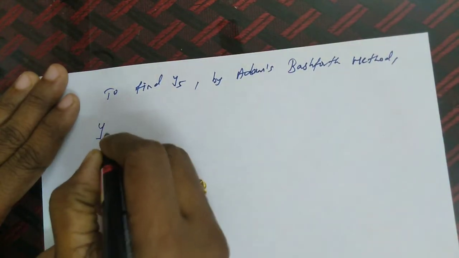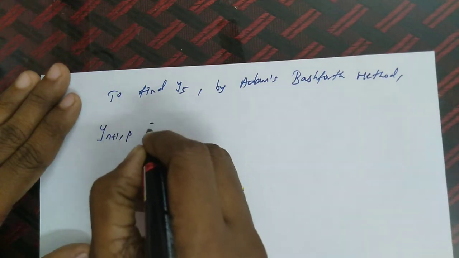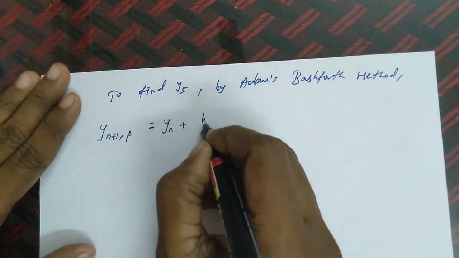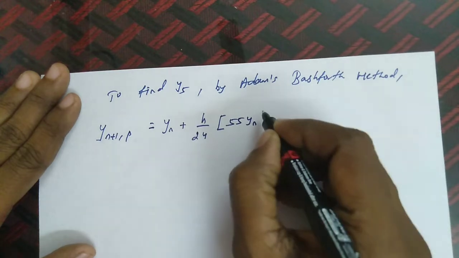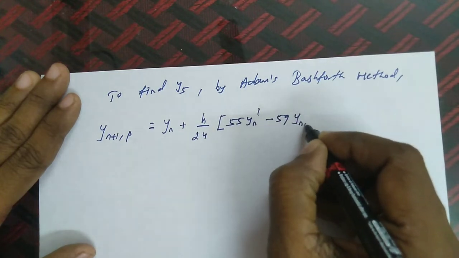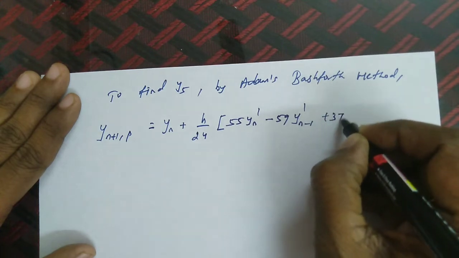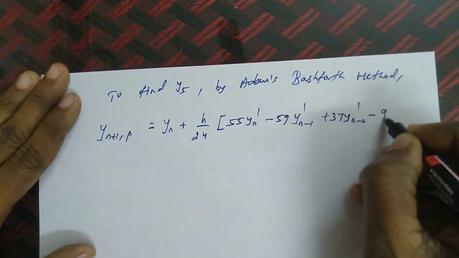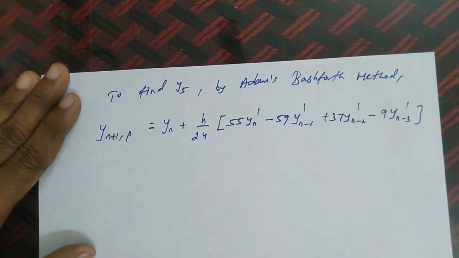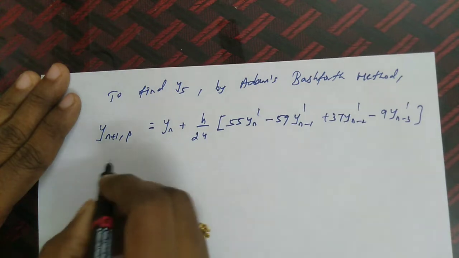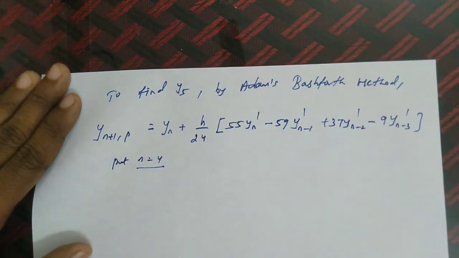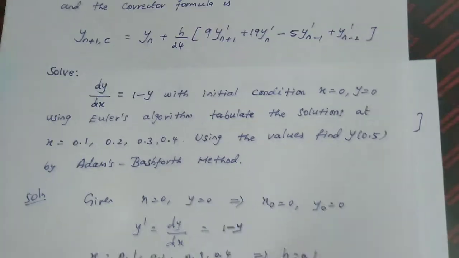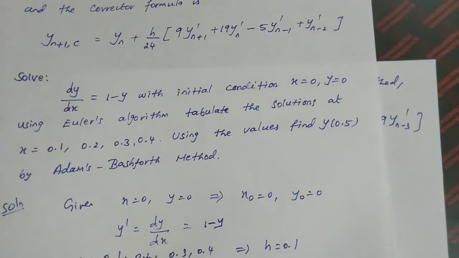So the predictor result is y(n+1),p equals yn plus h by 24 into [55 yn dash minus 59 y(n-1) dash plus 37 y(n-2) dash minus 9 y(n-3) dash]. This is the predictor result. Under this result we are going to put n is equal to 4. Why are we substituting n is equal to 4? Because the question is to find y of 0.5, that means y5. That is the reason why we are substituting n is equal to 4 in the Bashforth result.